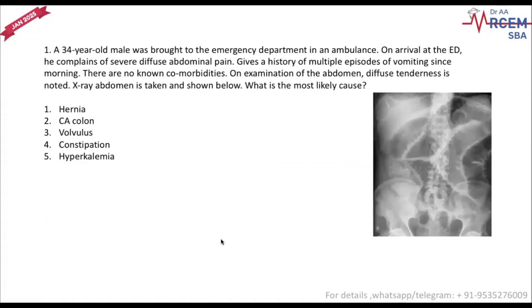Now we'll enter into the recall questions. A 34 year old male is brought to the ED in an ambulance. On arrival, he complains of severe abdominal pain. He gives a history of multiple episodes of vomiting since morning. There are no comorbidities. On examination, the abdomen is diffusely tender. X-ray is given. What is the most likely underlying cause?